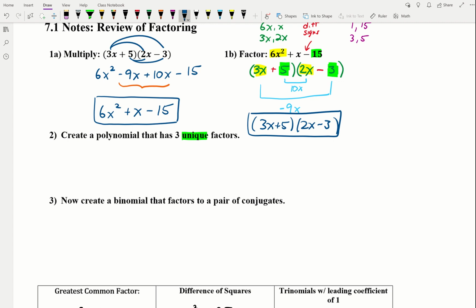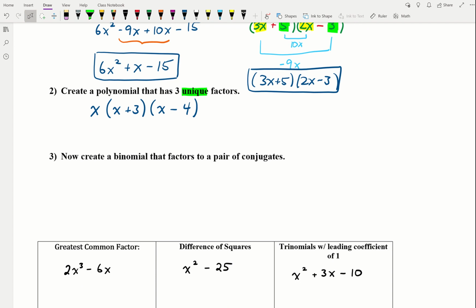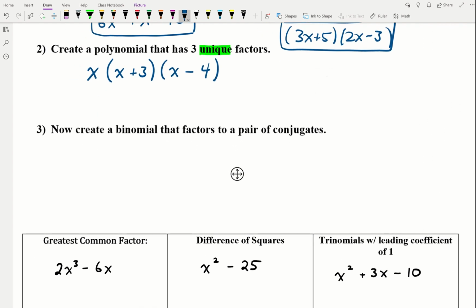So for unique factors, I'm going to start with x as one of my factors. Another factor could be x plus 3, and then another factor could be x minus 4. Again, it really doesn't matter as long as you choose factors that are all different from each other. But this would be 3 different unique factors. And if we wanted to come up with a polynomial that has these factors, we can just multiply. So I'm going to leave the x alone, and I'm going to go ahead and multiply the x plus 3 and the x minus 4.